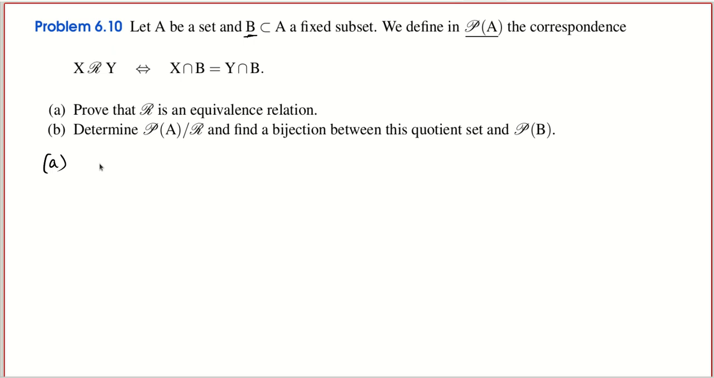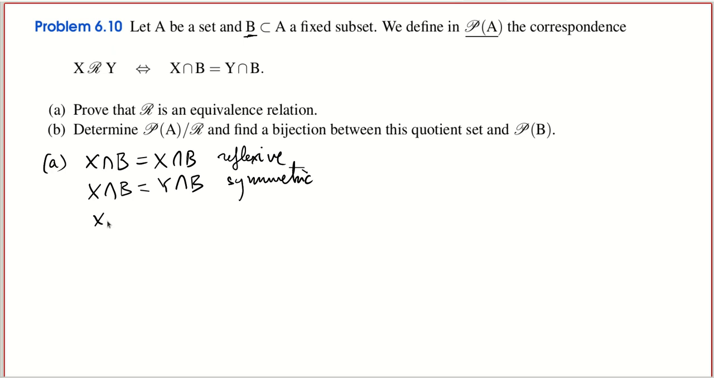It's trivial that this relation is reflexive, because X intersection B is equal to X intersection B, obviously. This is a tautology. So it's reflexive. Then it's also trivial that it's symmetric, because it's an equality, and equalities are symmetric. So if X is related to Y, then Y is related to X. So it's symmetric.